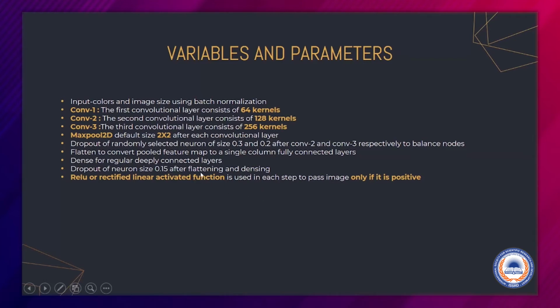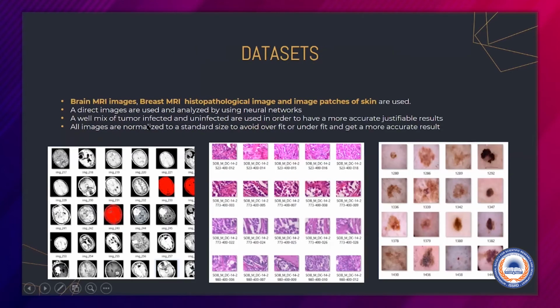Here is the dataset information. These are the three datasets that we used: brain MRI images, breast MRI and histopathological images, and image patches of the skin. Direct images are used, and we tested our model on these datasets. Apart from that, we also gave some random tumor images from Google, and the model was able to successfully detect them.